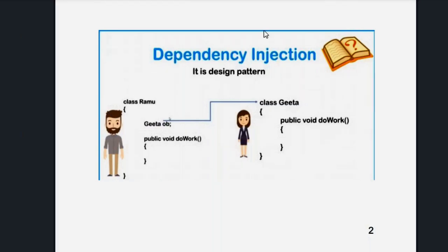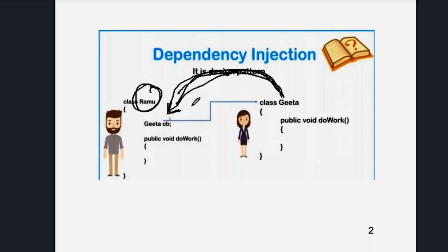Ramu wants the help of Geeta, or Ramu wants the property of Geeta here. So what we have to do is create the object of Geeta, because Ramu is dependent on Geeta. We have to create the object of Geeta and inject it in the Ramu class. But hold on, in the case of Spring, it will be done by the Spring Framework itself. So the object of Geeta will be injected into the Ramu class at runtime.